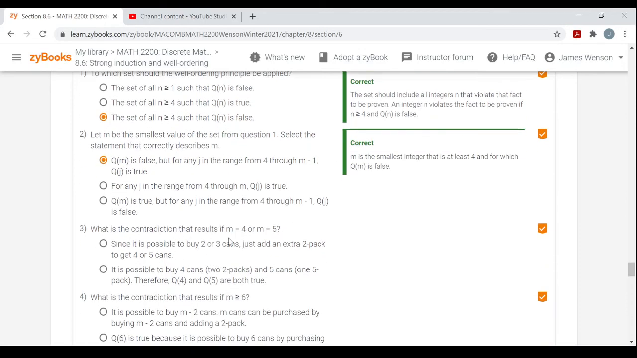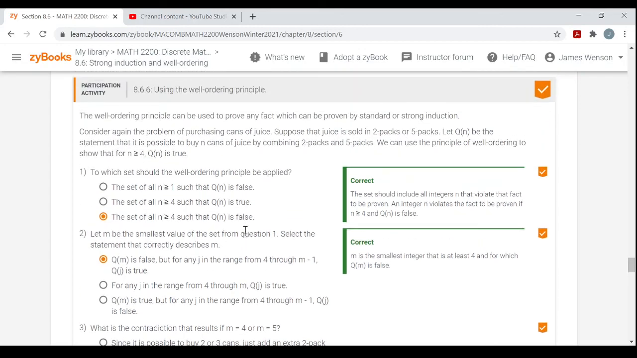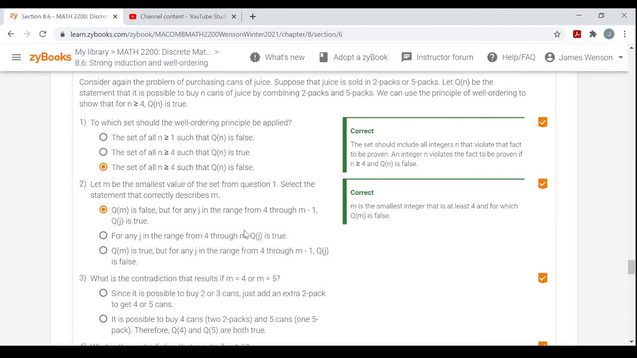And then, where's the contradiction? We have to find a contradiction for every value greater than or equal to 4. What is the contradiction that results if m equals 4 or m equals 5? Well, if m equals 4 makes it false, that can't happen, because we already know you can buy 4 cans. You can just buy two 2-packs. So in that case, Q of 4 would be false and true at the same time, a contradiction. Same thing for when m is 5.